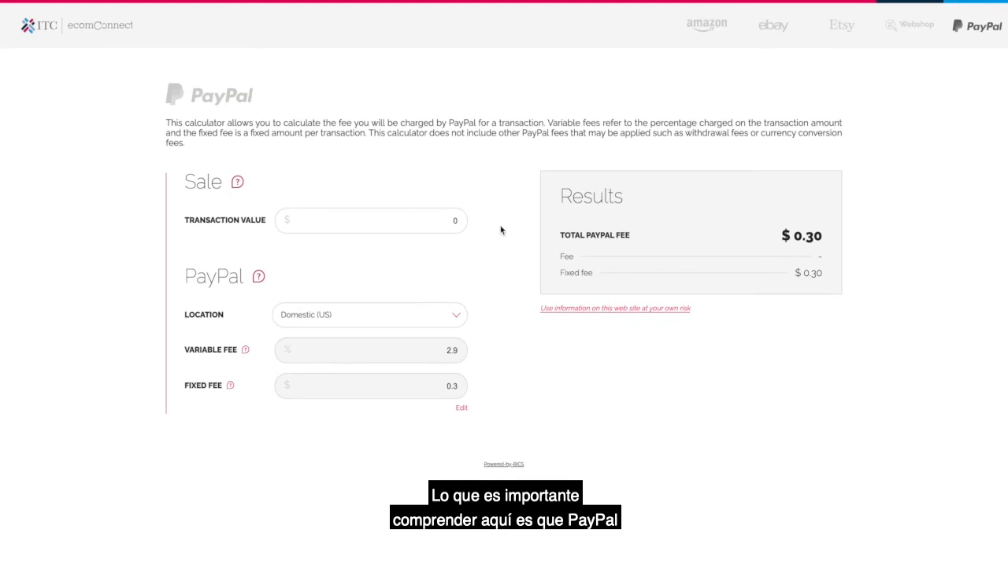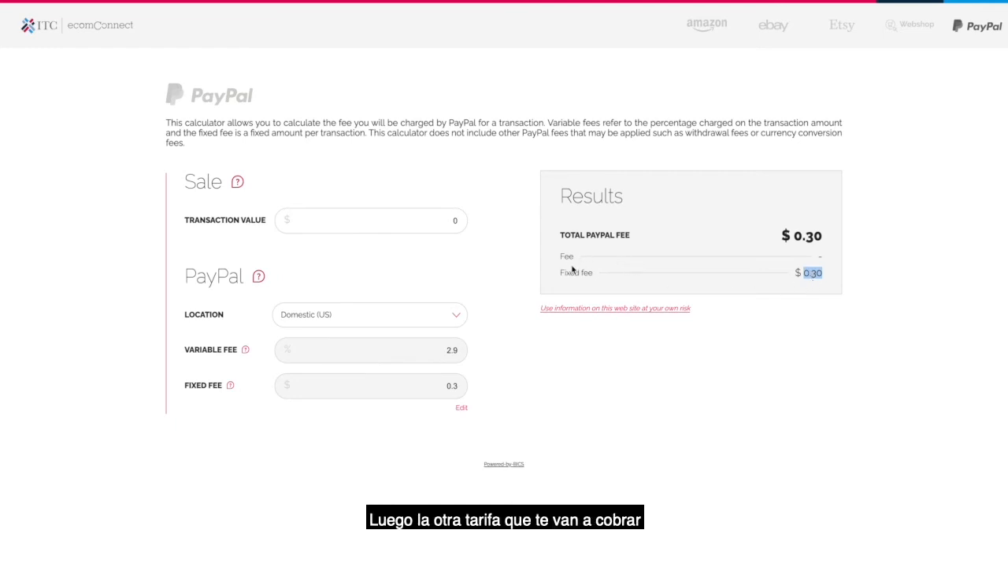And what's important to understand here is that PayPal will charge two different types of fee. The first one is a fixed fee that's always going to be 30 cents. And this is regardless of the price of the products that you are selling. So if you sell a product for $90 or $15 or $200, this fixed fee is always going to be 0.30, and it is charged per transaction.